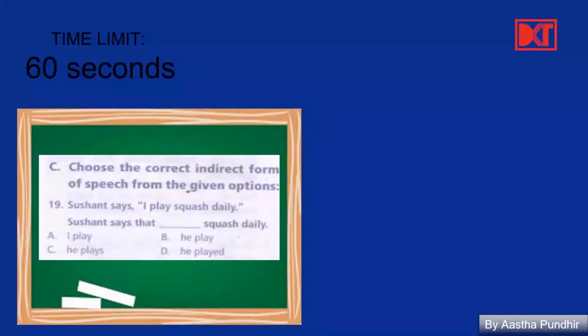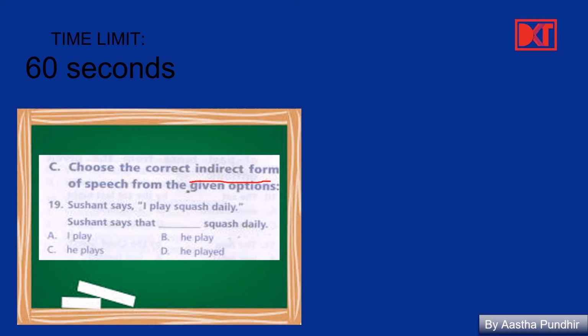Okay, here the question says, choose the correct indirect form of speech from the given options. The correct indirect form. Let's see. Sushant says, I play squash daily. So the indirect form will be, Sushant says that, dash squash daily. Sushant says that, I play, he plays, or he played.